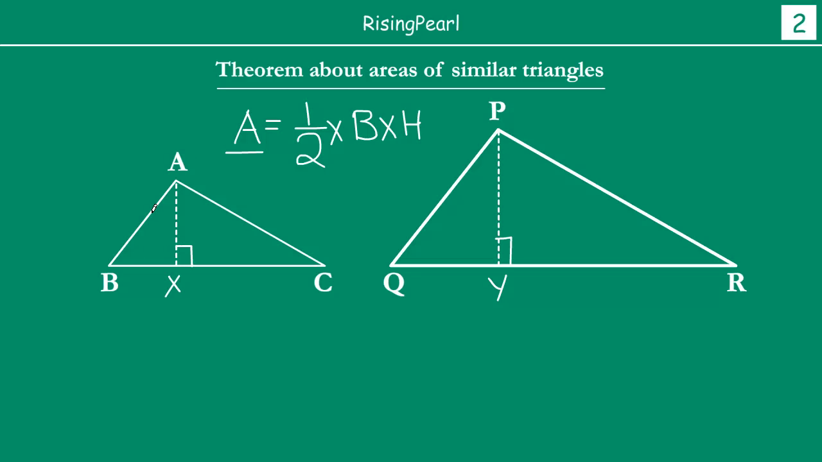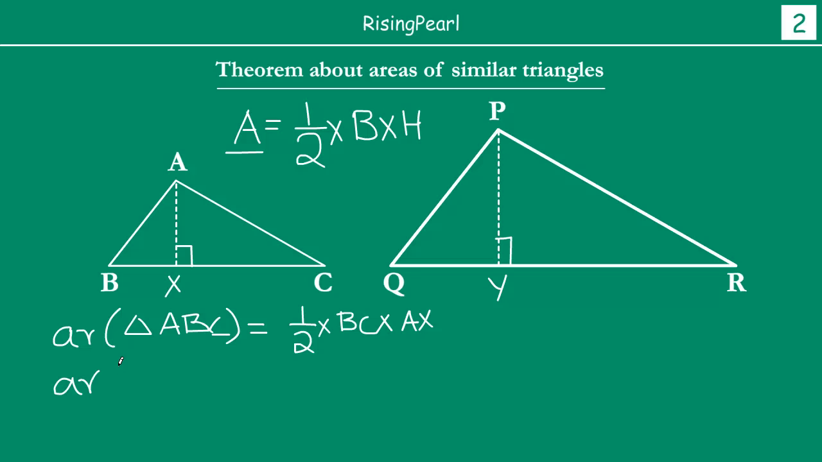That is how we find the area of a triangle. So in this case, the area of triangle ABC will be equal to half times base BC multiplied by AX. This is just a multiplication sign. And similarly, the area of triangle PQR will be equal to half. Let's not write the multiplication sign like this, let's mark it as a dot, because this multiplication sign will get confused with X. So half dot base QR times PY.